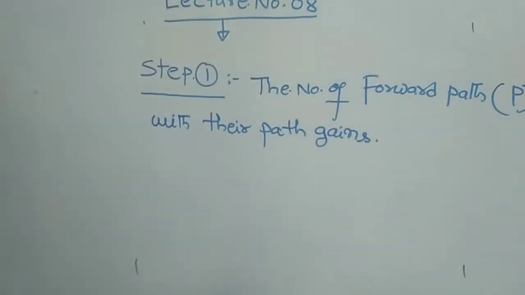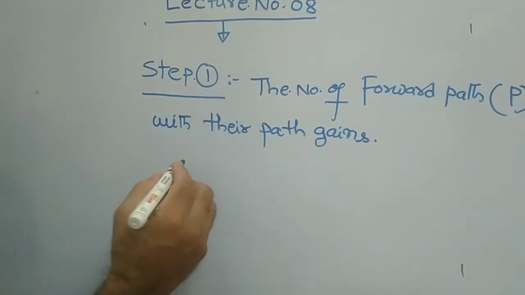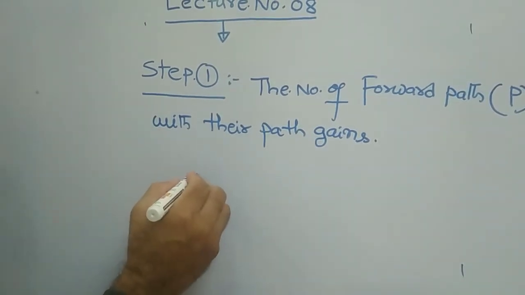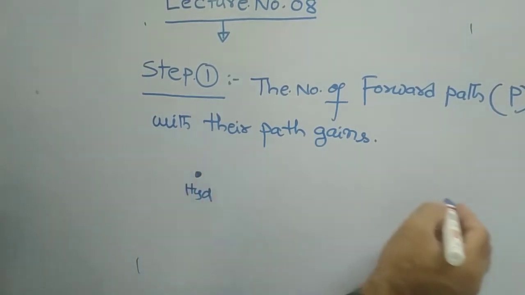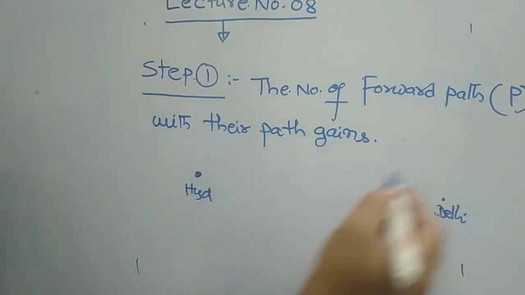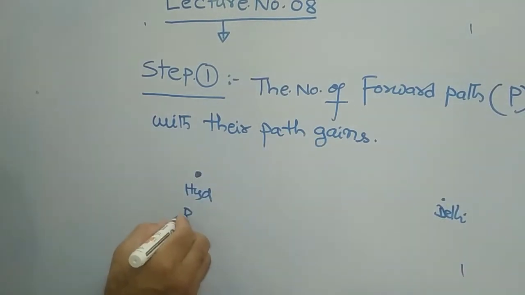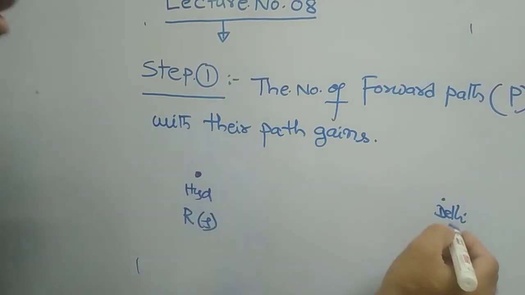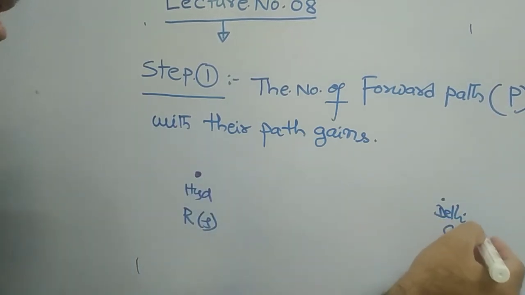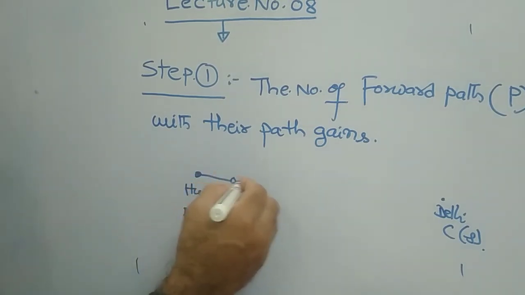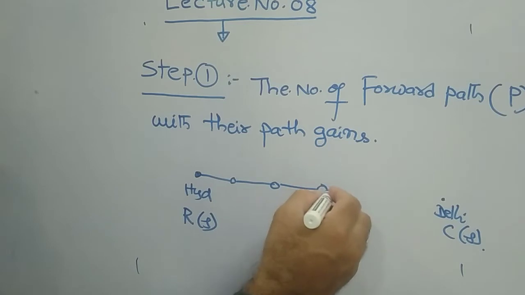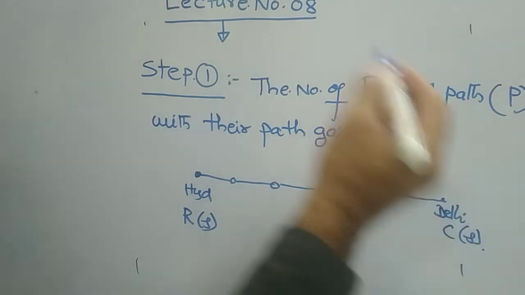For example, for your convenience, let me explain. I have a starting point, let us say the city Hyderabad. Your destination is to reach Delhi. Let us call the input R of S, and let us assume that your destination Delhi is the output C of S. In between there could be many intermediate stages, I mean other intermediate cities.